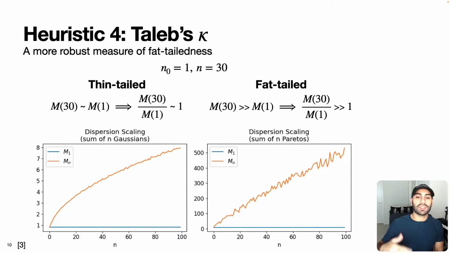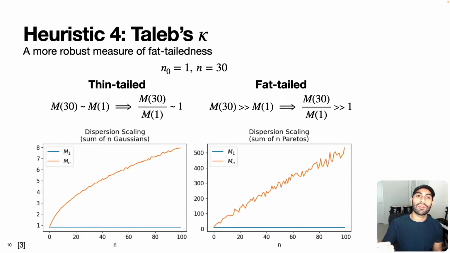You can see for the sum of Gaussians, the mean absolute deviation goes from about 1 up to about 8. However, when you look at the sum of n Paretos, it starts around 1 and it ends up at around 500. And so with this observation, for thin-tailed data, this ratio is about 1. However, for fat-tailed data, it's going to be much greater than 1.